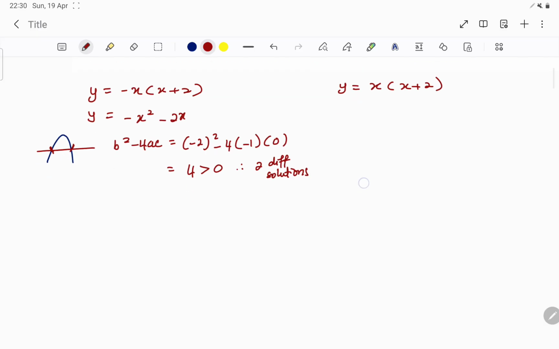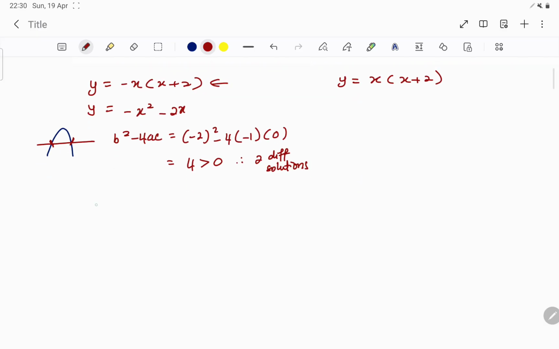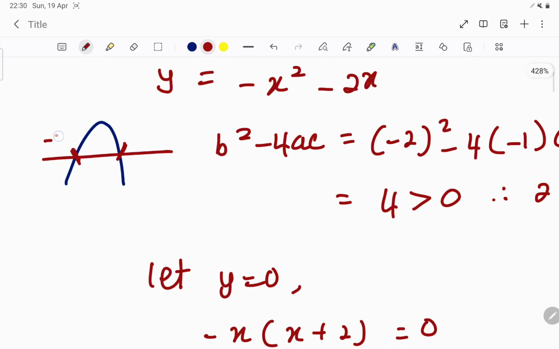How to get these roots? You just take the original equation and let y equal to 0. So you have negative x times (x plus 2) equal to 0. So negative x is equal to 0, or x plus 2 is equal to 0. So x is equal to 0, and the other x is equal to negative 2. So the roots are 0 and negative 2.